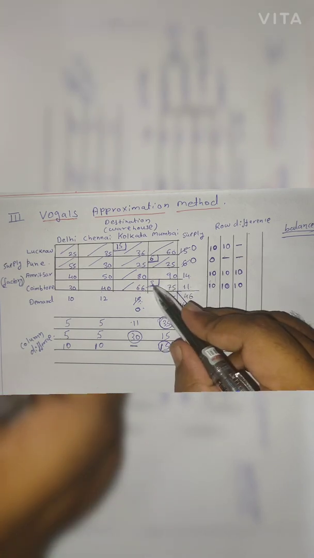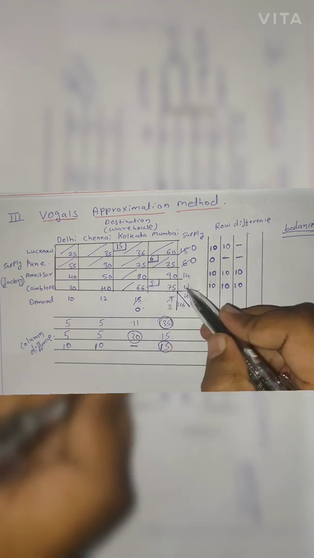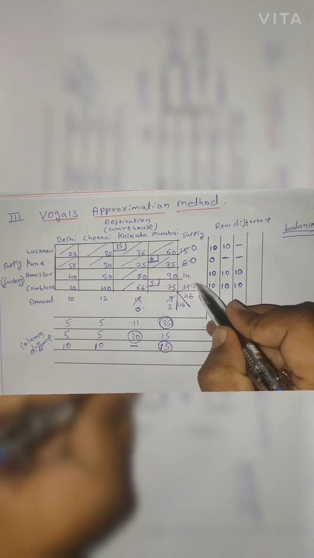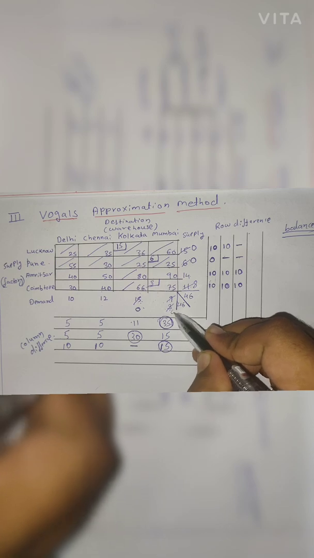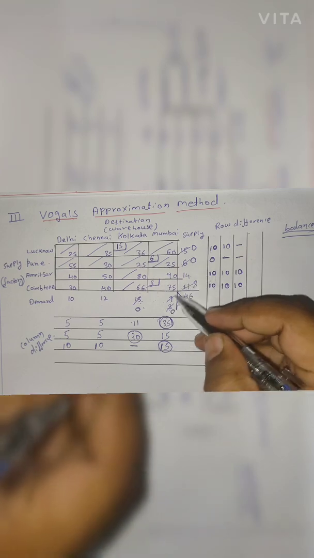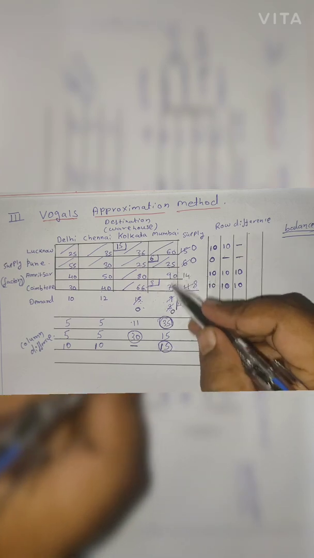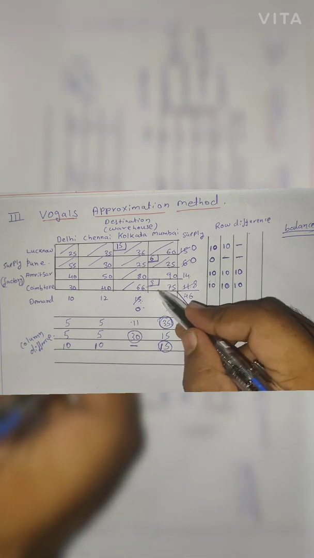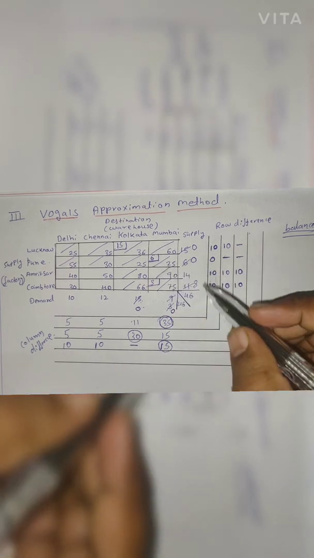We'll subtract this 3 from 11. So 11 minus 3 you will get 8, and 3 minus 3 you will get 0. Since this column has become 0, we'll eliminate this column.